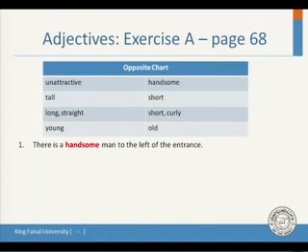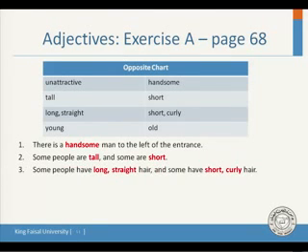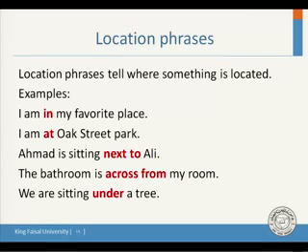Now, look at this sentence. There is a handsome man to the left of the entrance. A handsome man. Some people are tall and some people are short. Number 3, some people have long, straight hair and some have short, curly hair. Some people are young and some people are old. Okay.